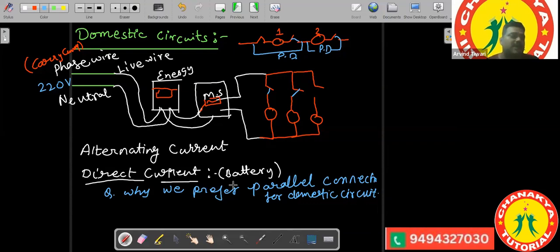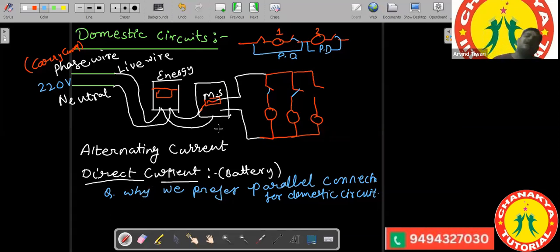But in the case of series combination, every device will take a different potential. There will be voltage drop. So here you need to supply a large amount of voltage. Current will decrease and voltage will increase in the case of series combination. I want a proper answer to this question. Try to answer it properly: why do we prefer parallel connection for domestic circuits?